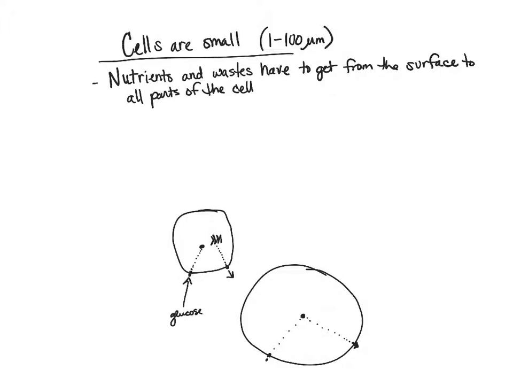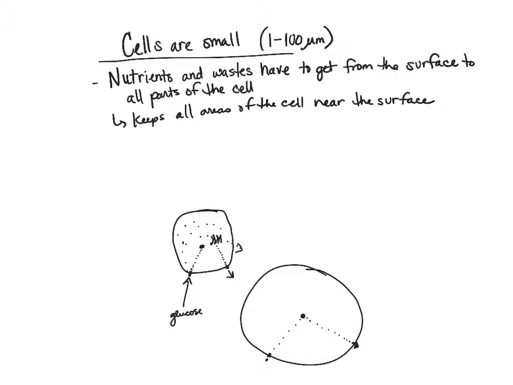So it's important to have a cell be an appropriate size so that we can have this exchange of nutrients getting into the cell and being able to get the nutrients all over the cell where we need to get them, and then also taking the waste from all over the cell and getting it out of the cell because we want to get rid of it as soon as possible. So the small size keeps all areas of the cell near the surface.